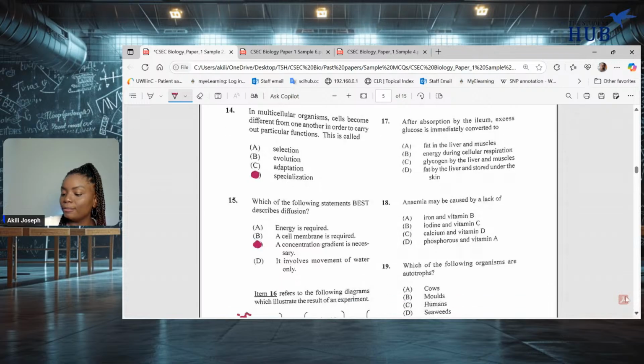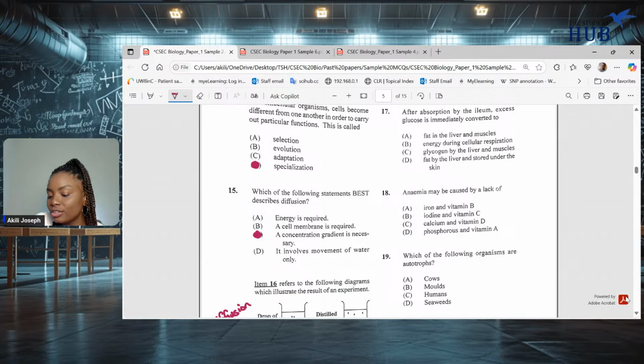17, after absorption by the ileum, excess glucose is immediately converted into, is it going to be fat in liver and muscle cells, energy during cellular respiration, glycogen by the liver and muscles, or fat by the liver and stored under the skin?